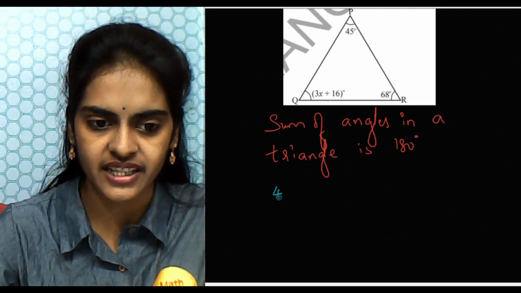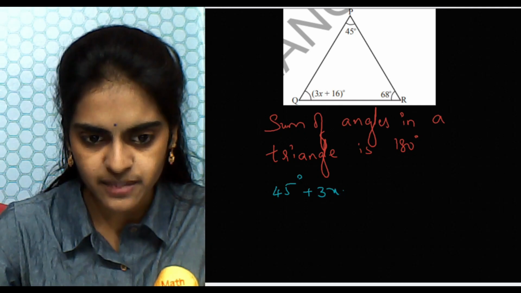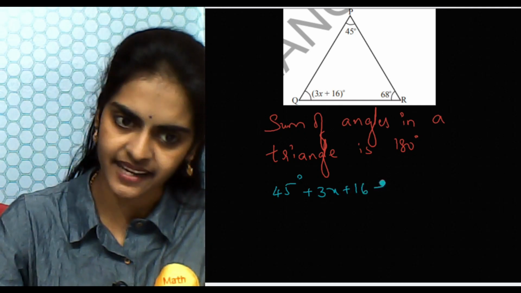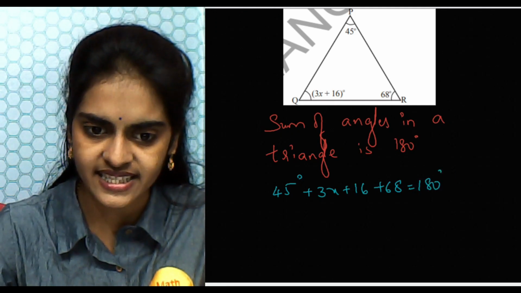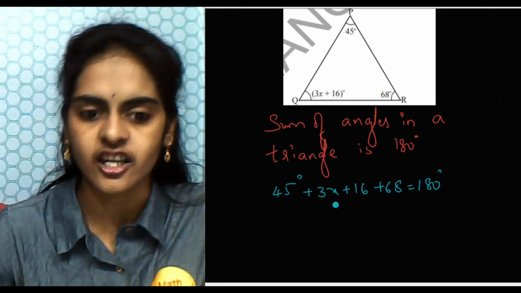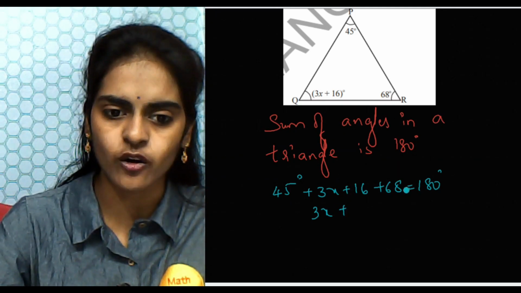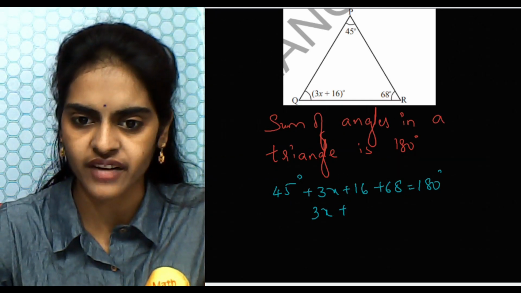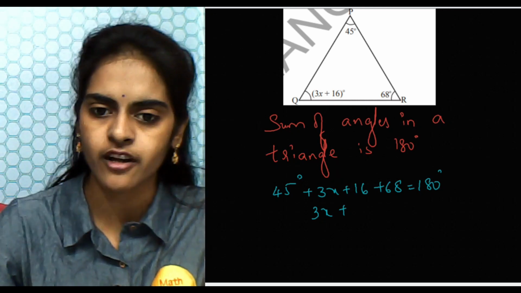One angle is 45 degrees, plus the other angle, 3x plus 16, is the second angle, plus 68 degrees is the third angle. Now the sum of all these is 180, clear? So 3x plus, let us add all these things. Let us add 45, 16 and 68. Just see how much you are getting.